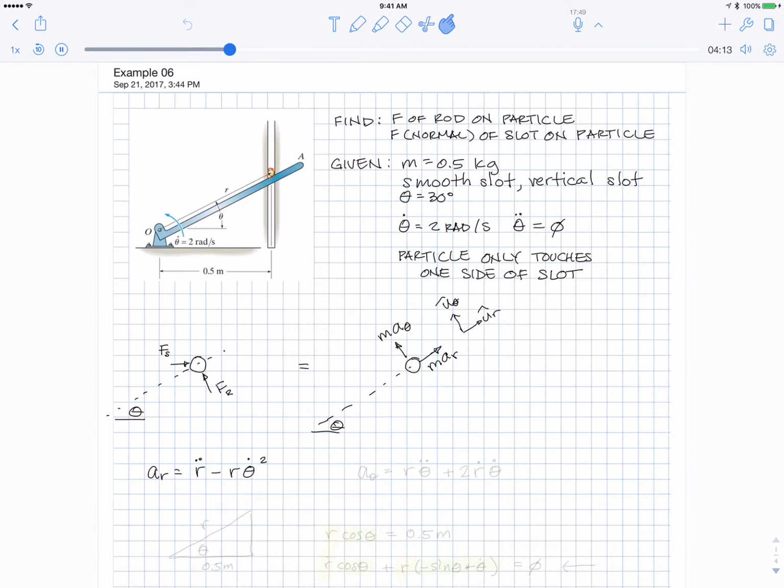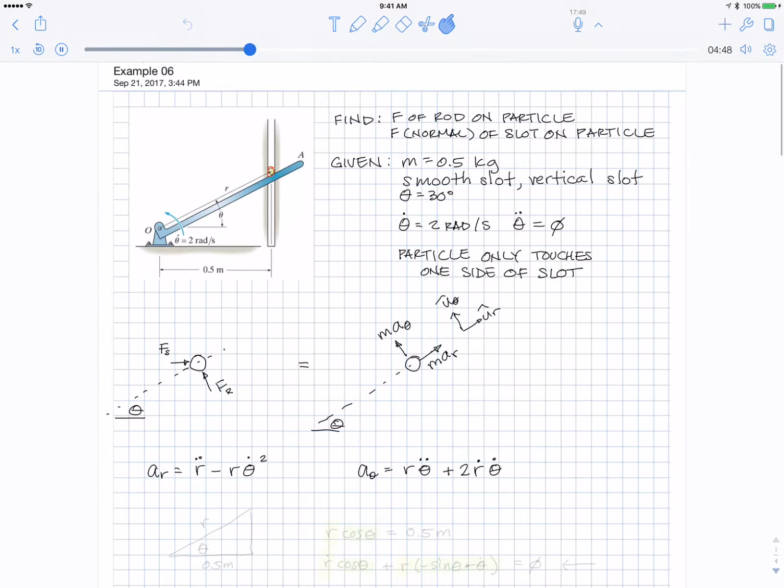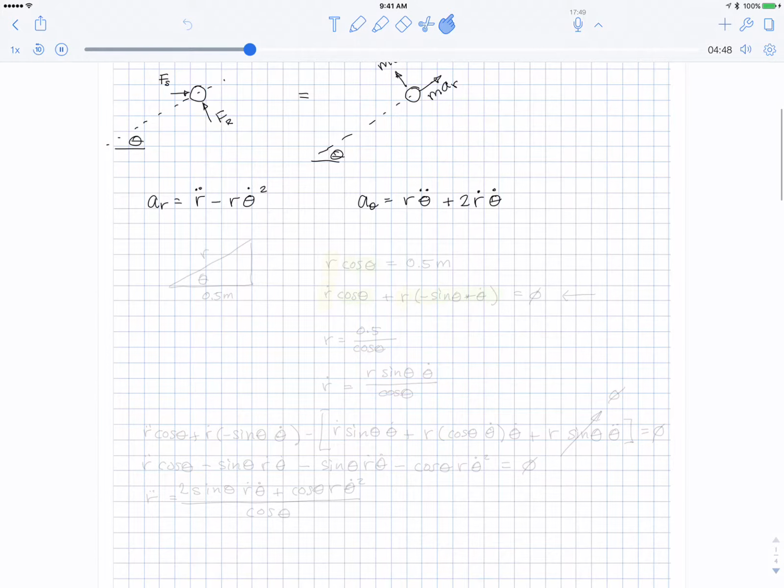Before we do that, let's get the other acceleration. a theta, remember, is just the radius times the angular acceleration, theta double dot, which is 0, so that's nice, plus this weird Coriolis 2 r dot theta dot. And remember, one r dot theta dot comes from the r velocity changing, and one comes from the theta velocity increasing because the radius is getting bigger simultaneously. Okay, so we know that theta dot equals 2 radians per second and theta double dot is 0. So we need to know r, r dot, and r double dot.